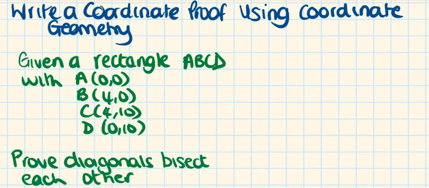Okay, so write the coordinate proof using coordinate geometry. We're given a rectangle ABCD with coordinates A is 0, 0, B is 4, 0, C is 4, 10, and D is 0, 10. Prove the diagonals bisect each other.